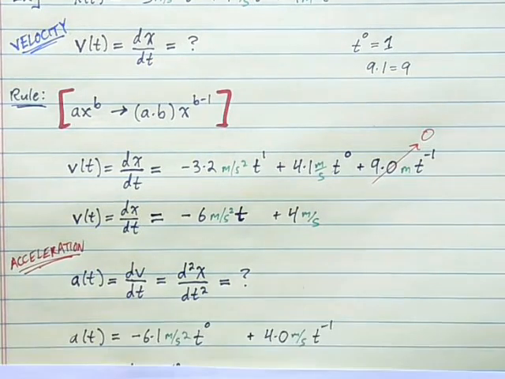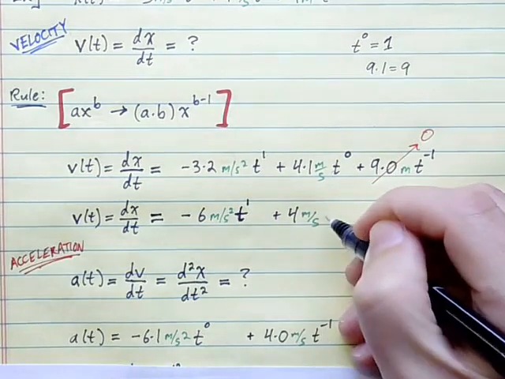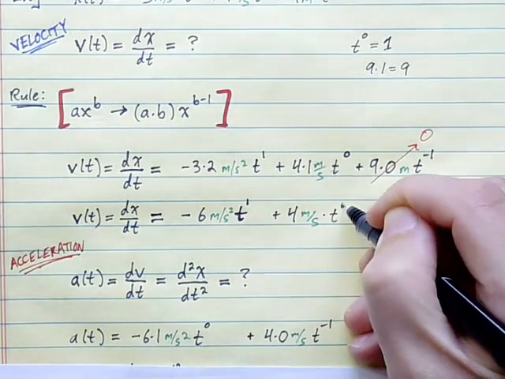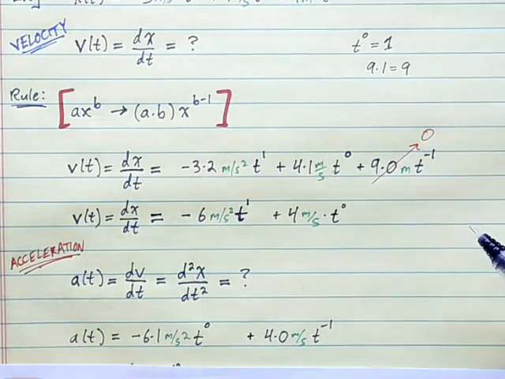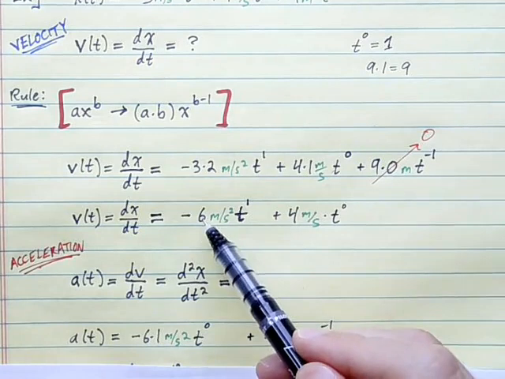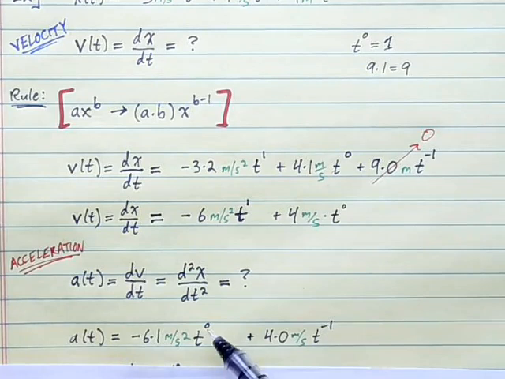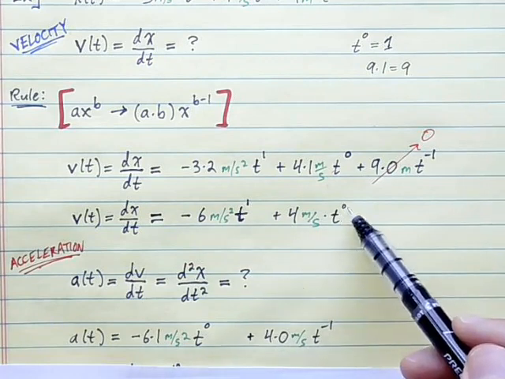So we'll take, let's see, this is t to the first power here, and the 4 times t to the 0th, because that's just 1, we can stick those in. And now apply our rule. We take 1 times -6 to get the new coefficient, and then 1 minus 1 is 0 to get the new exponent. Then here, 0 times 4 to get the new coefficient, and then 0 minus 1, -1.